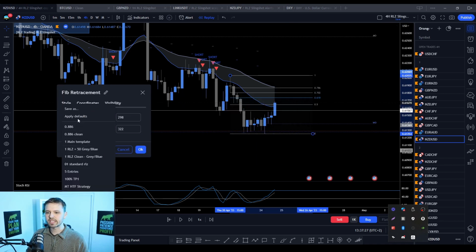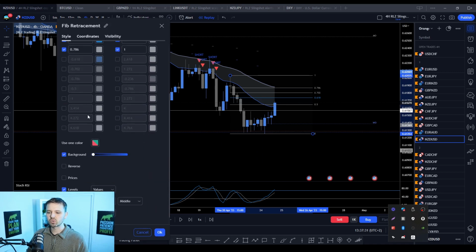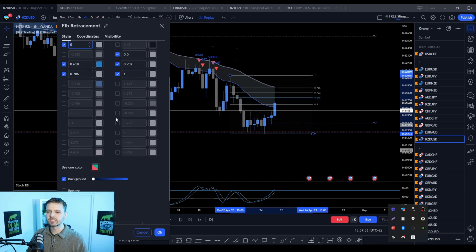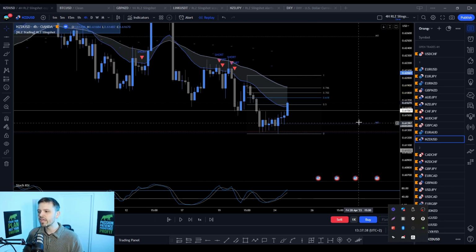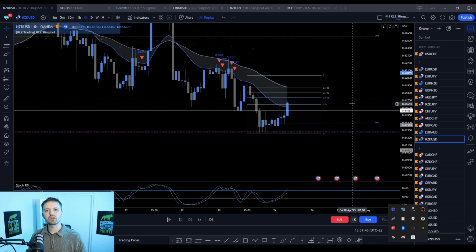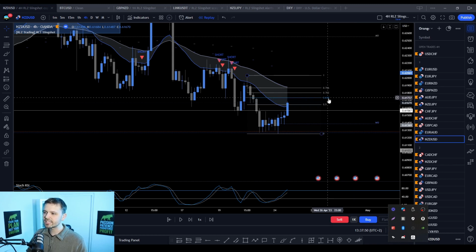So here you can see the fib template that I'm using. I'm going to show you the settings right here. And what you can do is pause the video and make sure that you have it set up just like I have here if you want to copy this trading system. So now, this system is called the RLZ method, and RLZ stands for the reload zone, and the reload zone is this area between the 0.786 and the 0.8.